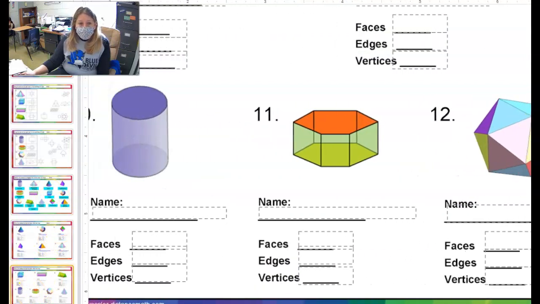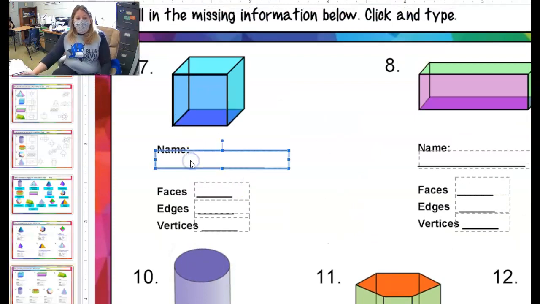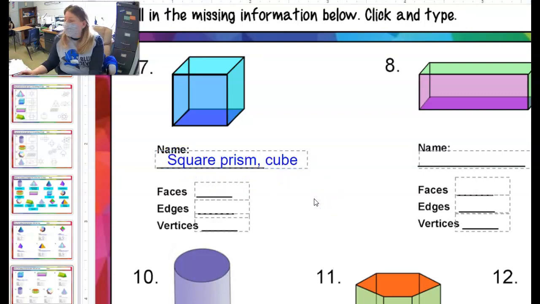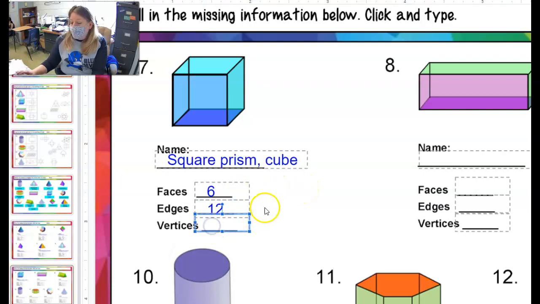Next and last page. This didn't take nearly as long as I thought it would. You can call this either a square prism or a cube. Six faces, 12 edges, and 8 vertices.